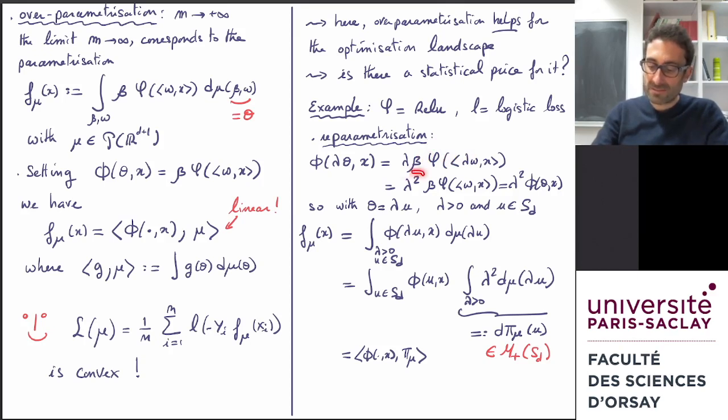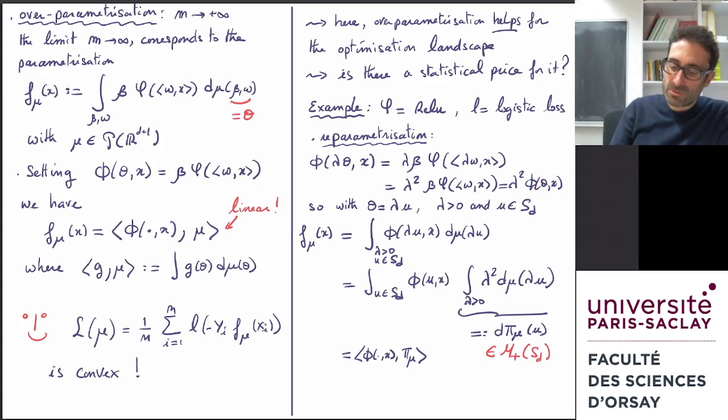So I have lambda squared times this function, which is nothing but my function evaluated at theta. What it means is that if I want to understand this function, in this case when I have the ReLU activation, I don't have to care that much about the norm of theta, because it will just be a factor in front of it. So essentially what I have to understand is the direction of theta.